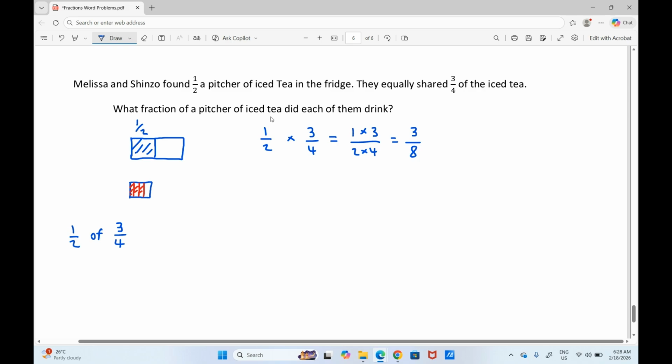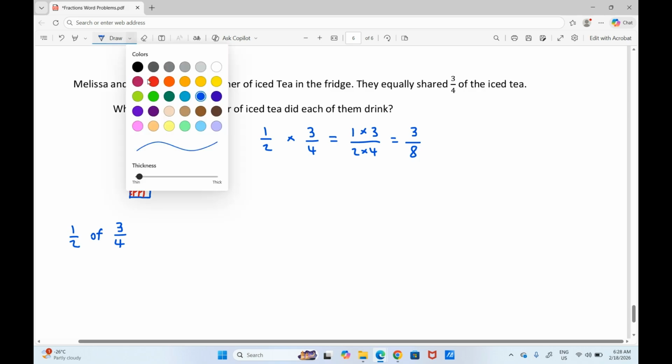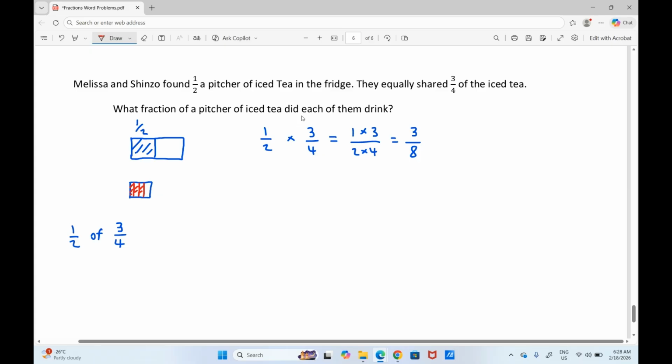But now here's the other question. We want to find out what each of them drank from that 3/8 now. So after they split 3/4 of the half a pitcher left, they had 3/8 of it, but they have to share it between themselves. So if they're sharing it between themselves, you're going to want to divide by how many people there are. And there happens to be just two people. So this would be 3/8 divided by 2.